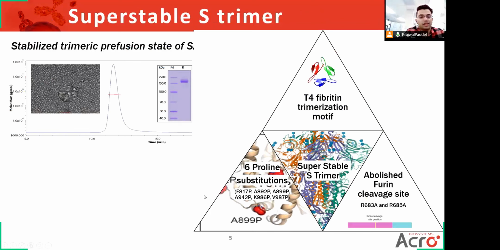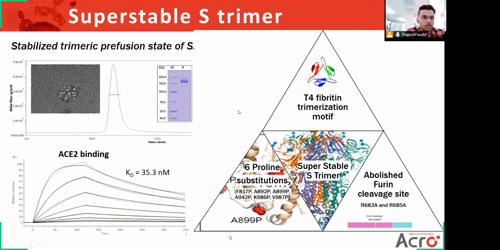To generate vaccine and therapeutic antibodies, pre-fusion stable S protein with high recombinant protein expression yield and homogeneous preparations are needed. Six proline substitutions have been identified to stabilize loops and cap helices in the pre-fusion state. ACRO offers a high-quality Superstable S trimer, improving upon the 2-proline mutated trimer. This protein contains a T4 fibritin trimerization motif and a double alanine mutation to abolish the furin cleavage site.